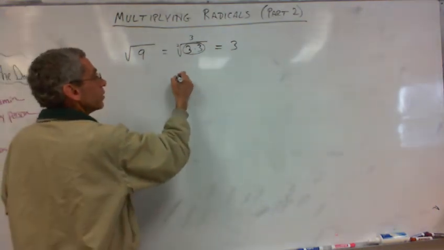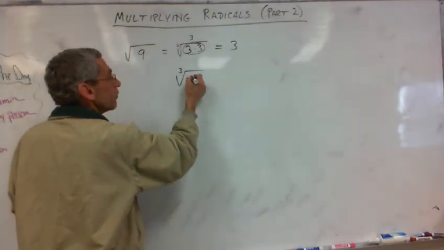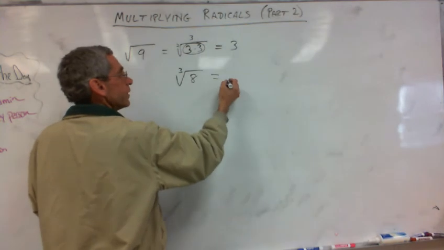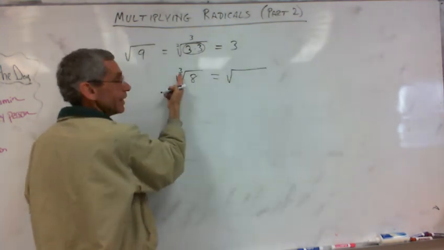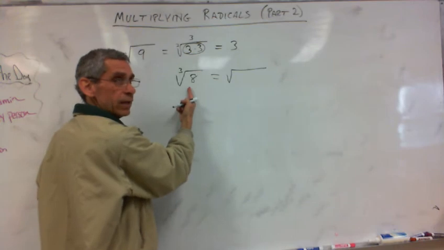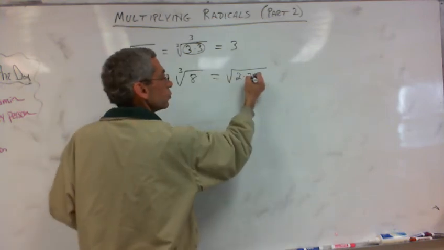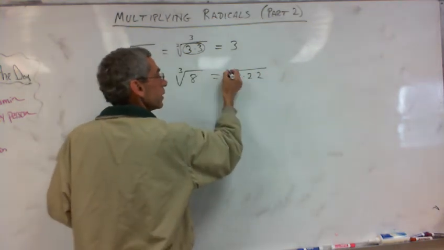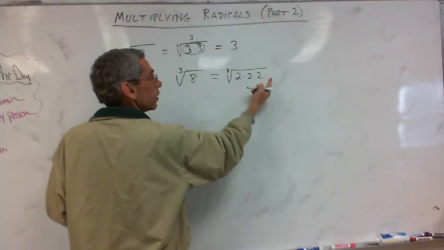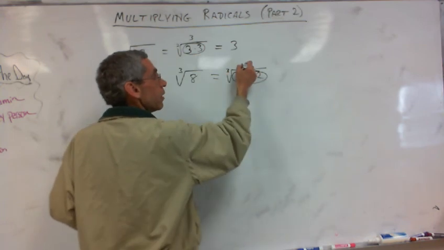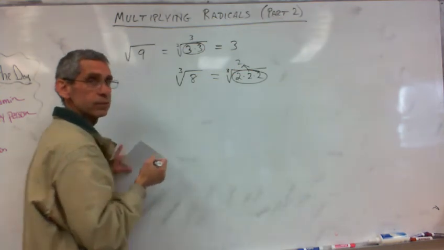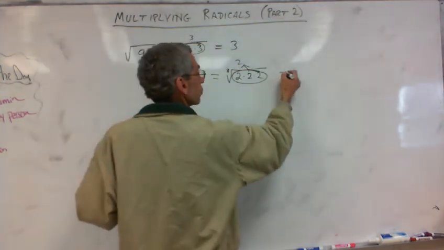If I had the cube root of 8, I could write that as, is there a number times itself three times that equals 8? 2. So I could do 2 times 2 times 2. As long as that is a cube there, then I just need 3 of the same numbers for them to come out as a 2. Does that make sense? So the answer to this is 2.